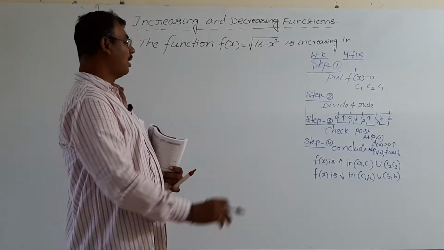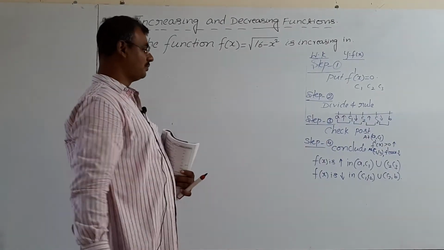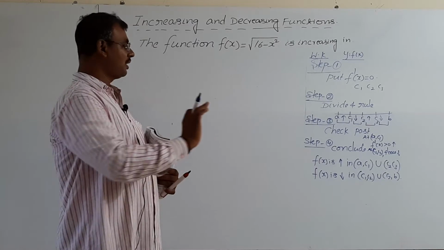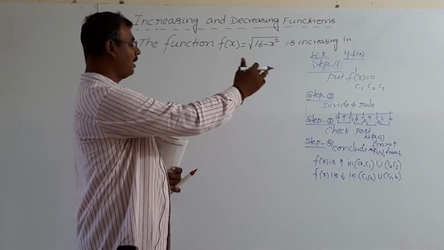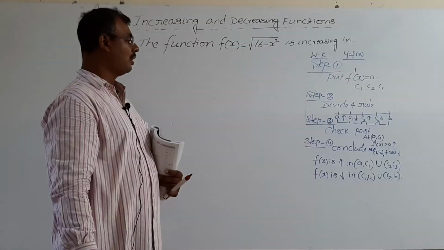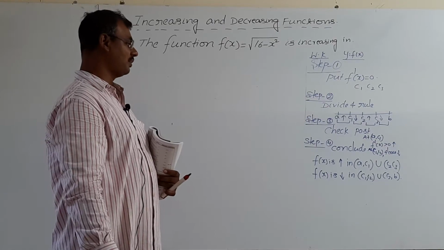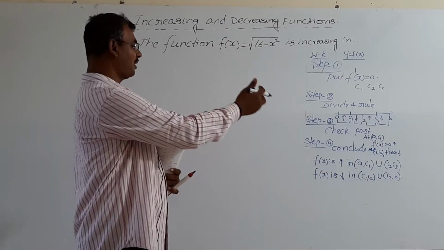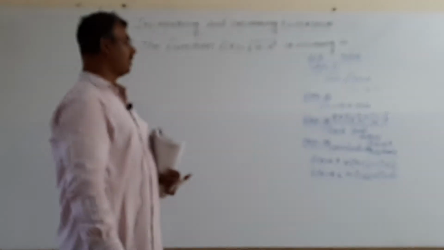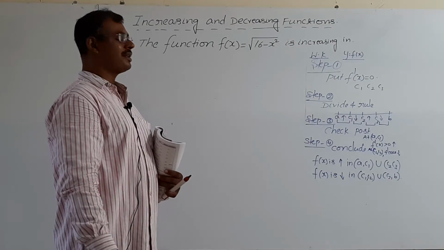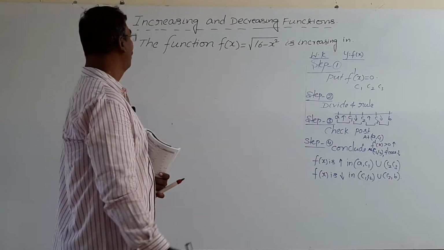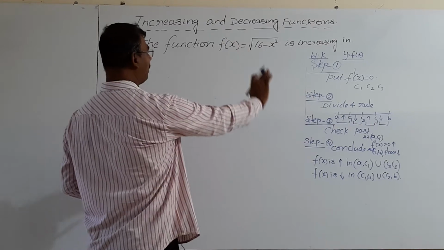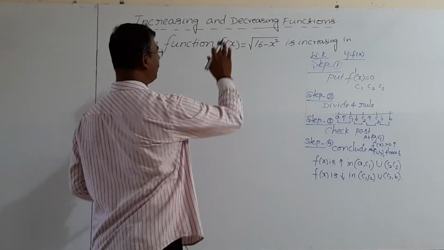Finally, the conclusion. f of x is increasing in each interval (a, c1) and (c2, c3). f of x is decreasing in which intervals? (c1, c2) and (c3, b). Okay, with the help of these steps, let us go through the problem.